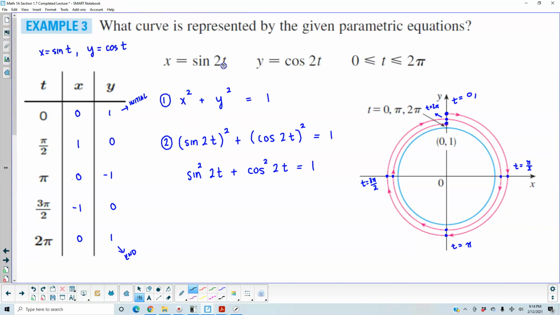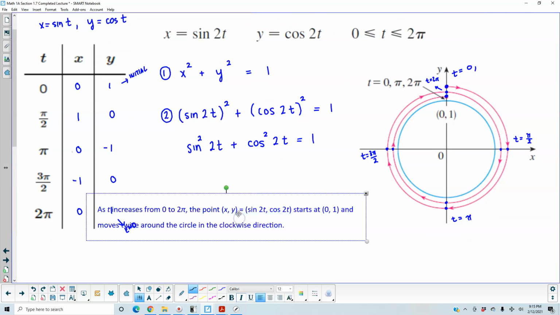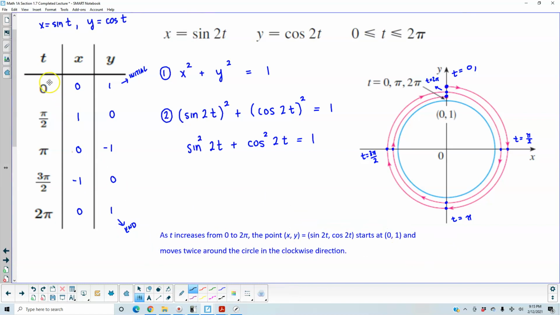Okay, because of the 2, that's telling us that we have to move more than once around. And you can see here that the arrows tell us what the direction is. So let's summarize. As t increases from 0 to 2 pi, the point (x, y) equals (sine of 2t, cosine of 2t) starts at 0, 1, and it moves around the circle twice in a clockwise direction. And again, the twice is because of the fact that we had the sine of 2t and the cosine of 2t.